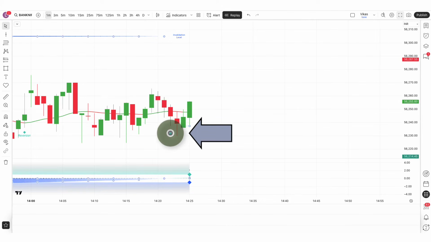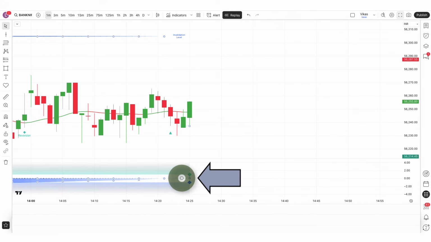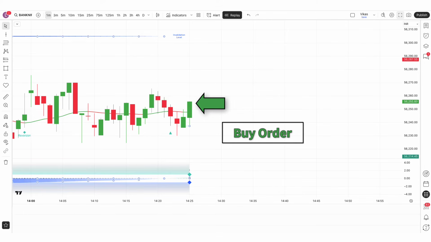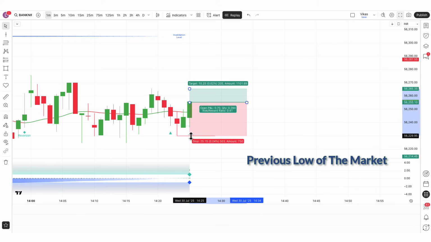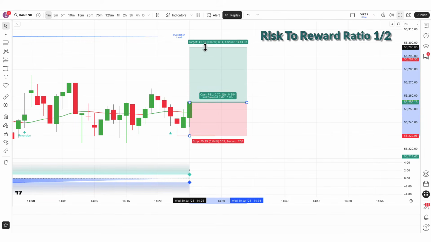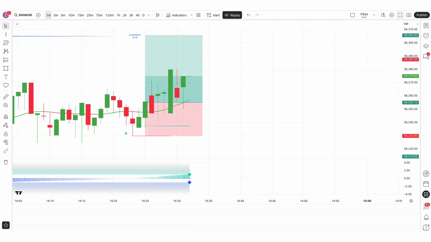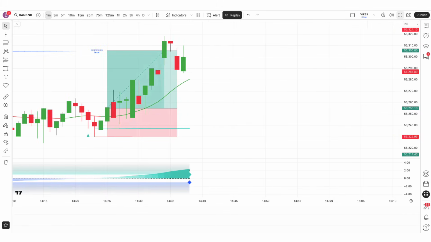Here the linear regression indicator gives us a buy signal. Here the kernel switch indicator is a green line. Here the linear regression oscillator shows a bullish reversion cross signal. Here the market has made a bullish candle to give confirmation. If this condition is fulfilled, then we will place a buy order. Our stop loss is to be placed at the previous low of the market. And the risk to reward ratio will be 1:2. The market has completely hit the target. Let's find the next trade.